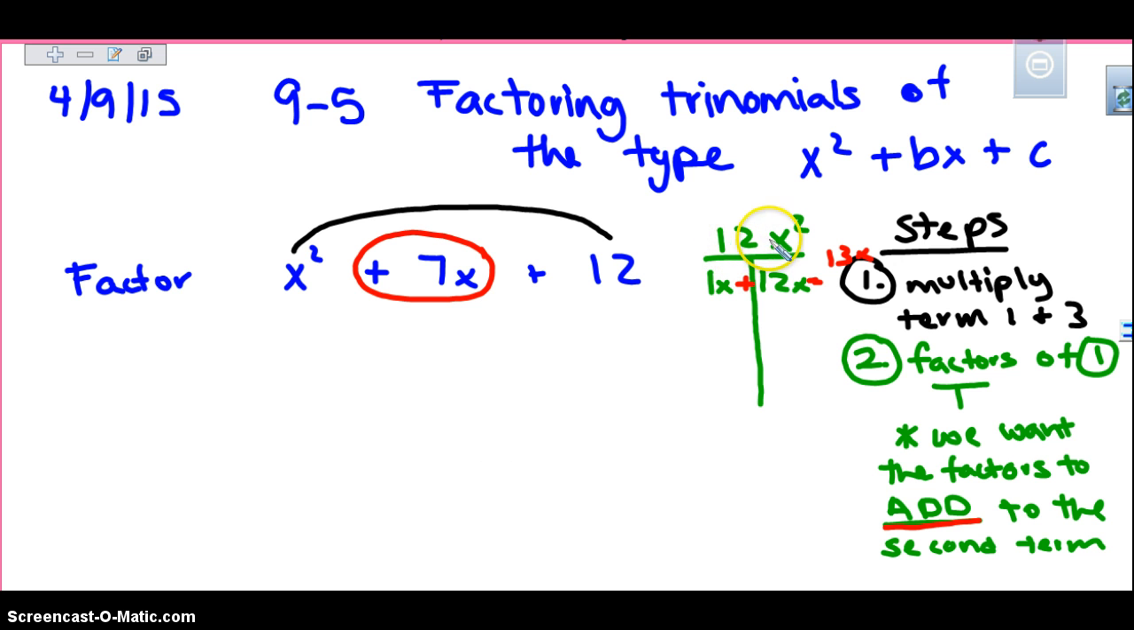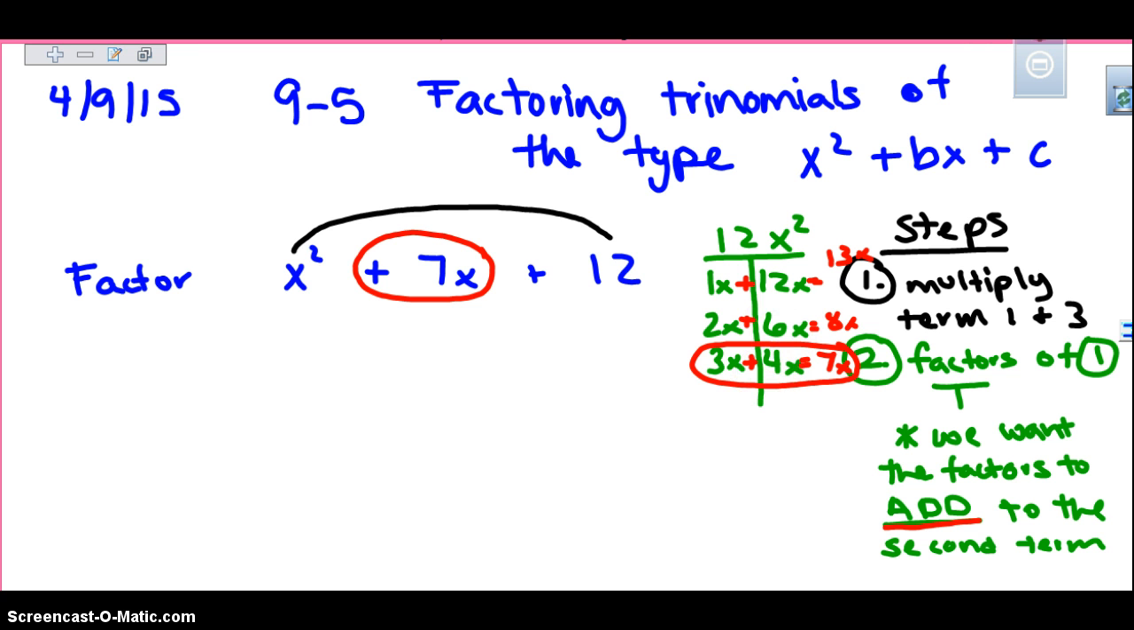So is 2 a factor of 12? 2x times 6x equals 12x squared, right? If I add these, what do they add up to? 8x. So are these the factors that add up to 7x? No. So then there is another factor. 3x times 4x equals 12x squared. Yes or no? If I add those factors, what do they add up to? 7x. Is that this 7x? These are the factors we're going to use.